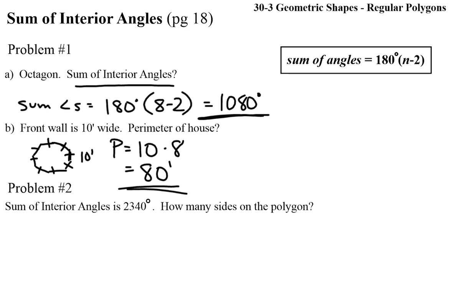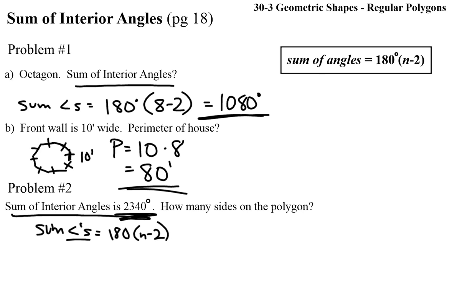Problem number 2, a little bit different. This time it gives us the sum. It's saying there's 2,340 degrees in a polygon. How many sides on the polygon? Well, this time I'm just going to write the formula first. The sum of the angles is 180 times n minus 2. We know that the sum is 2,340, so now that will equal 180 times n minus 2.